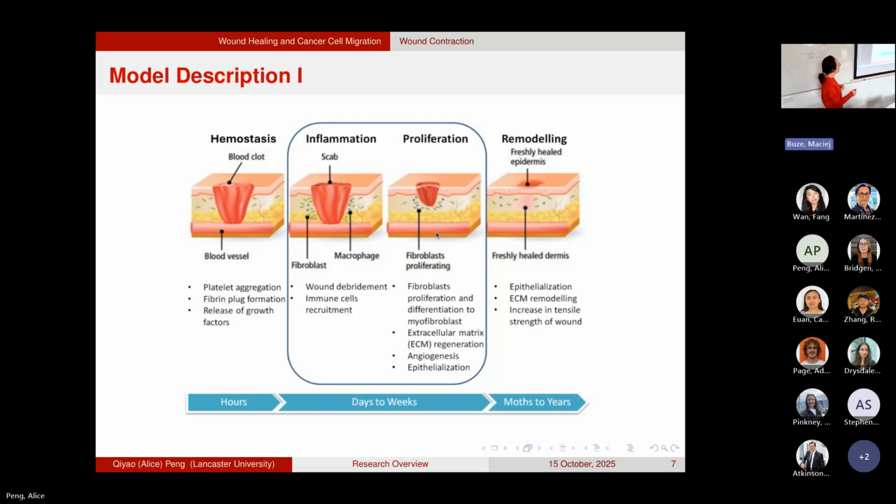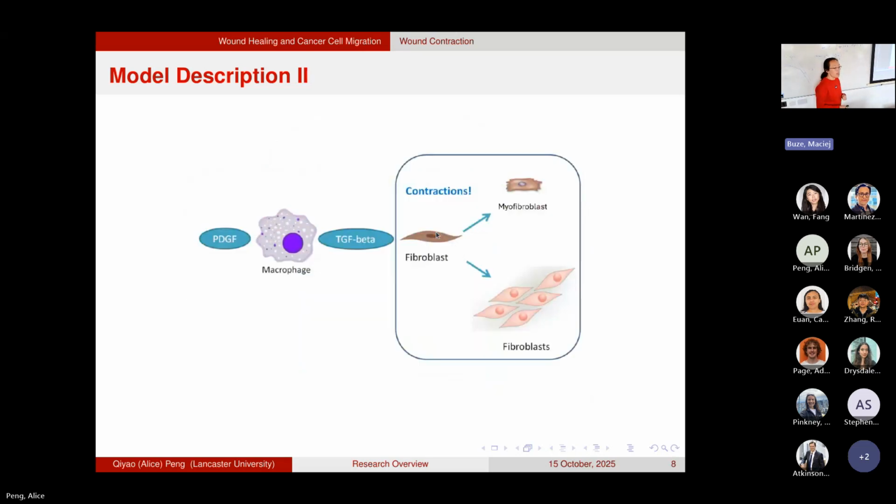Note that the four stages are not completely distinguishable. They are partially overlapping with each other. So actually our model also covers a very small part of the remodeling. And as mathematicians, we do a lot of simplification. So yeah, biology people, please don't feel offended. That is how I built up my model.